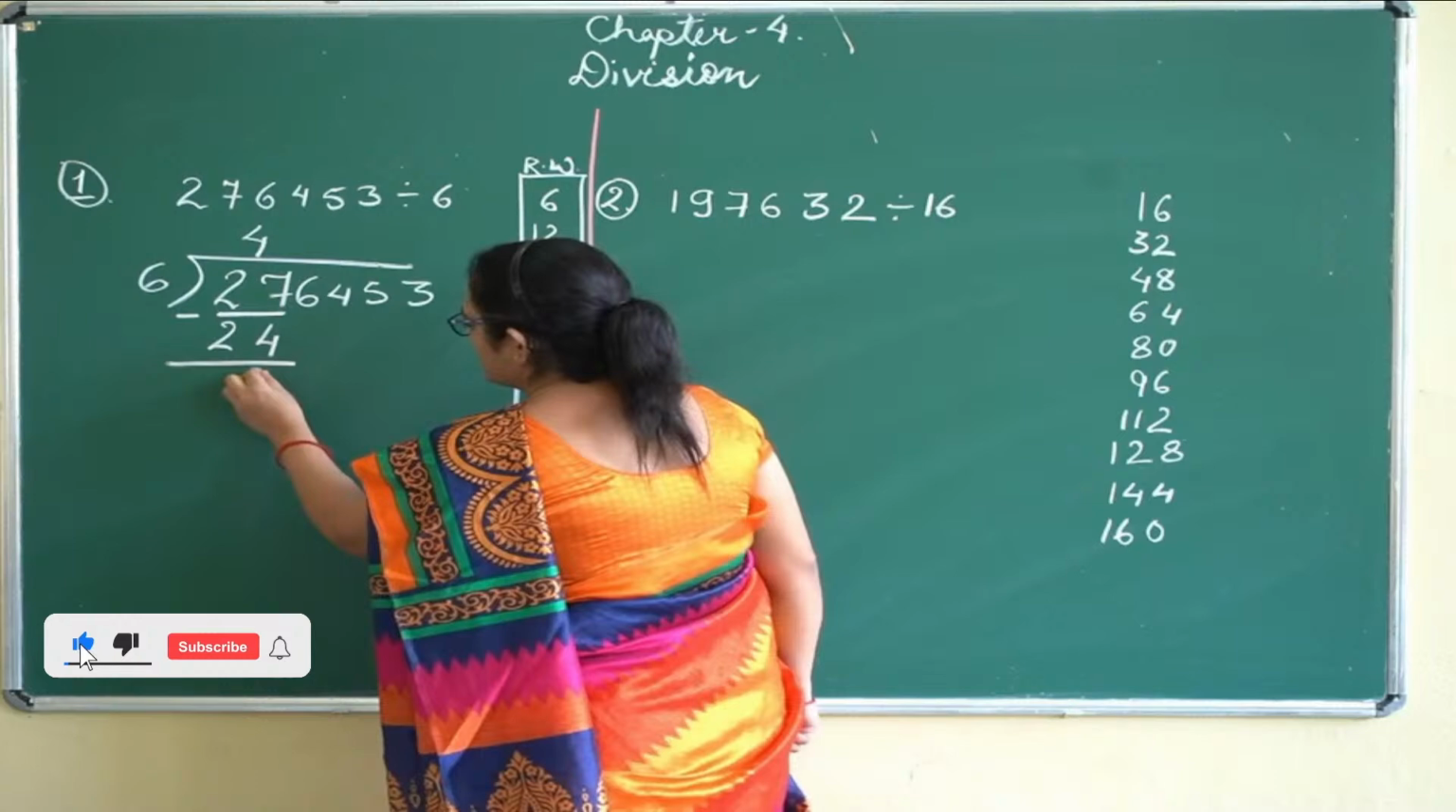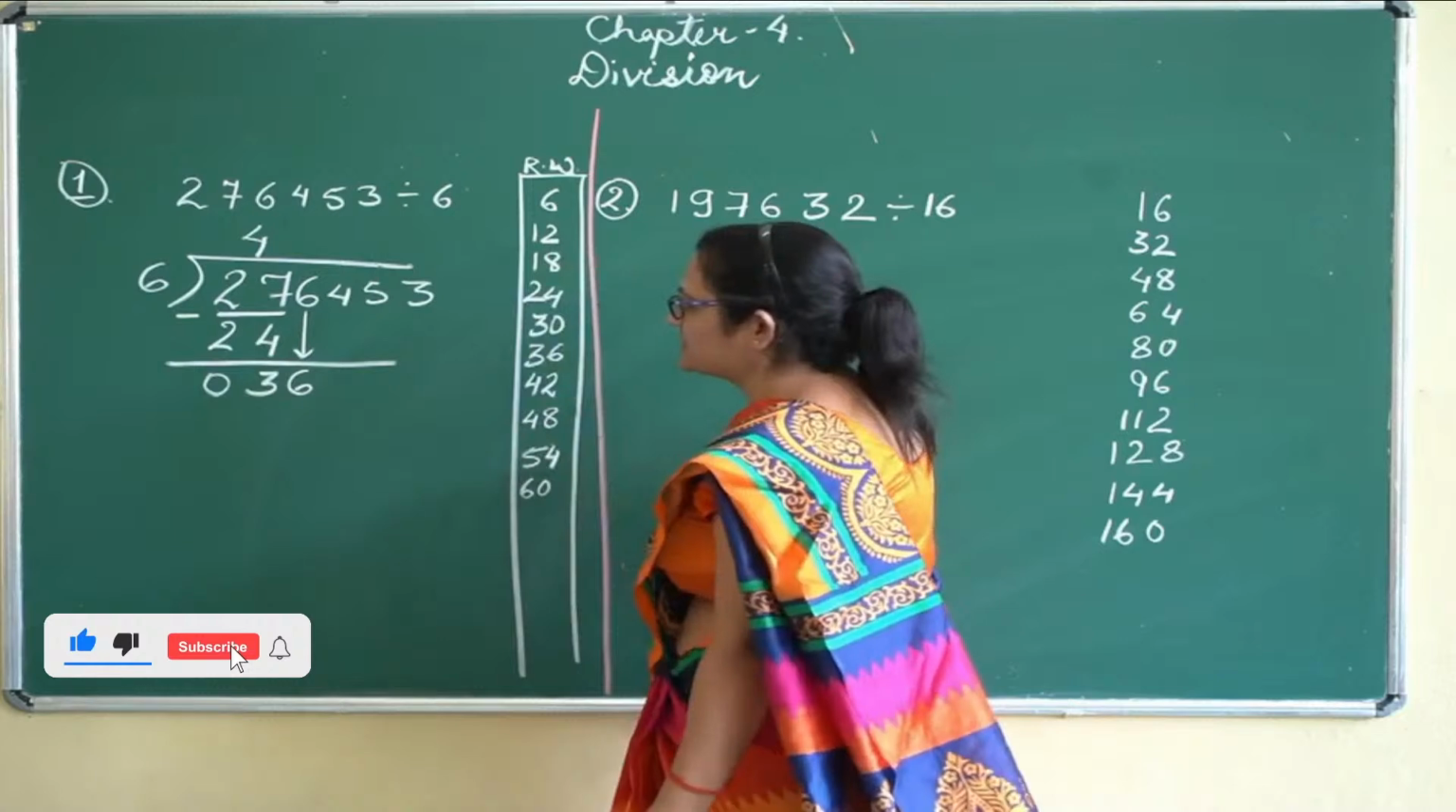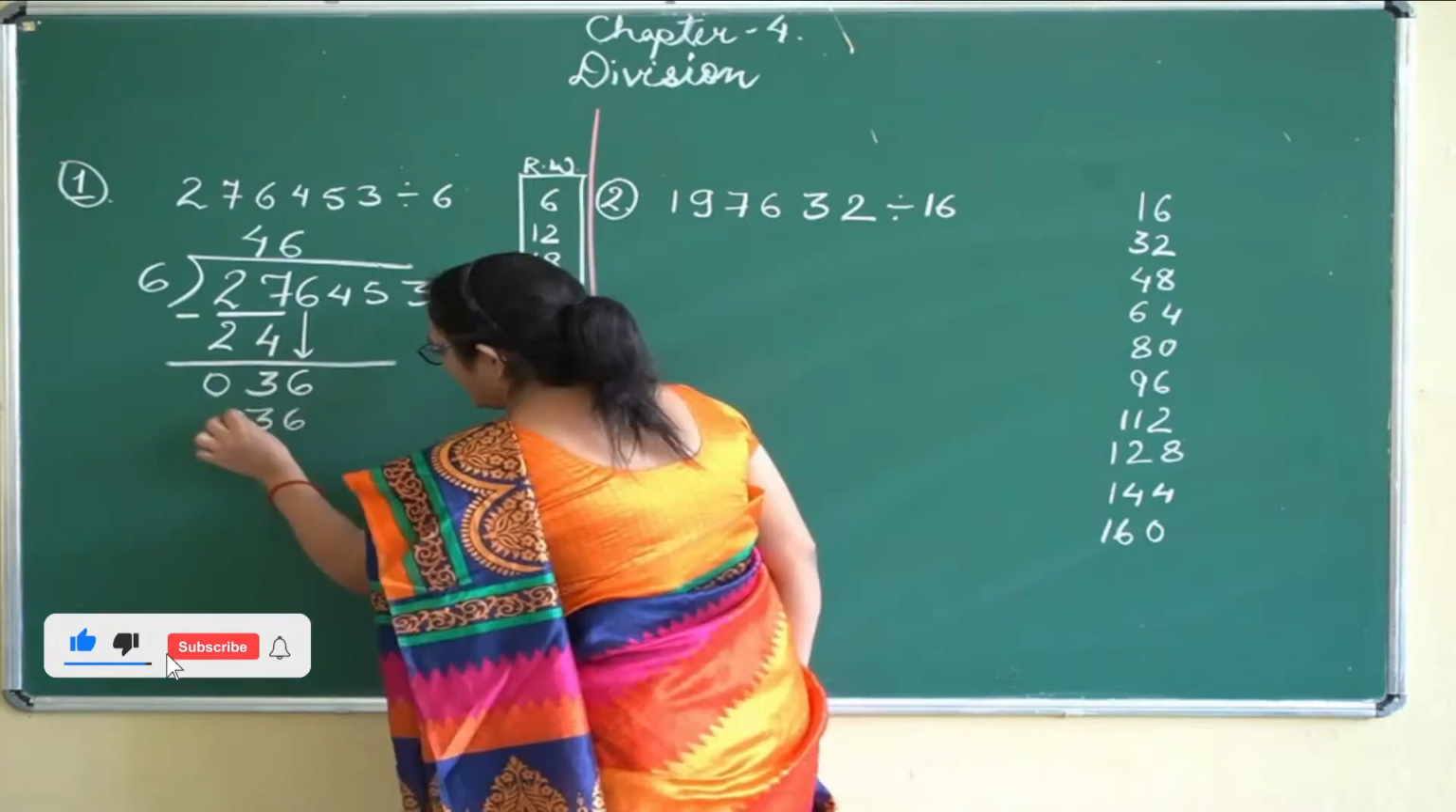Now what we will do? We will bring the next number down, that is 6. In the table of 6, when does 36 come? 6 6s are 36. Now we will subtract. 6 minus 0 is 6. 3 minus 3 is 0. We will bring the next number down, that is 4.